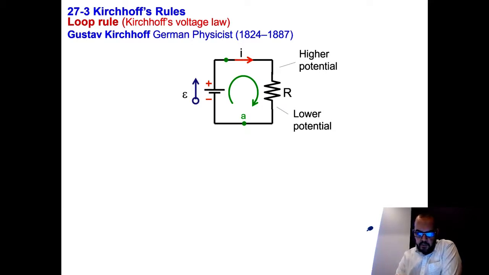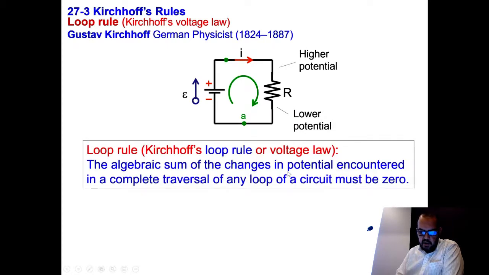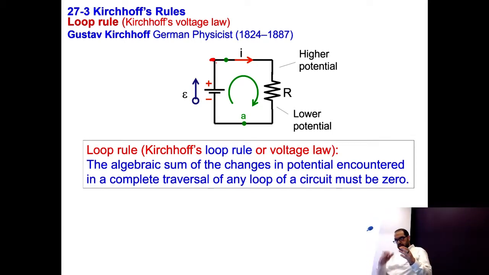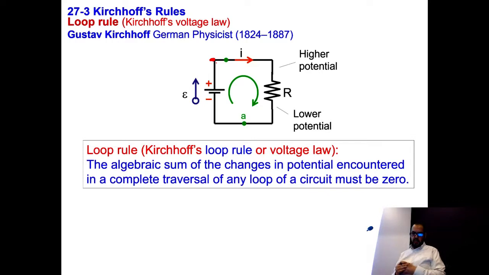Okay, so the other law says that if we go around a loop, so this is a loop here. This is called the loop rule or the voltage law. The algebraic sum of the changes in potential encountered in a complete traversal of any loop in a circuit must be 0. So that means if we add the potentials, if I start here and go back to the same point, when you go back to the same point, the sum of the potentials or the sum of energies, you can say, has to be equal to 0.